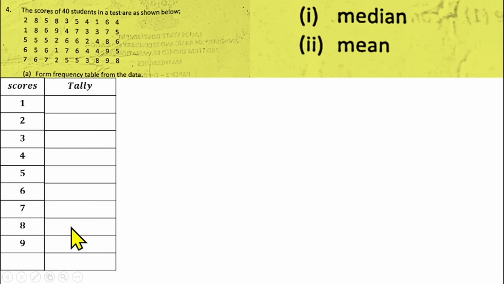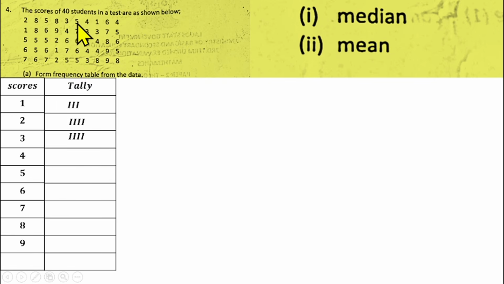So you draw your table and put tally there, and you go to 1. You count how many ones you have here, and you represent it with strokes. So we have 1, 2, 3. So we are going to be having 3 strokes here to represent 1. Then for 2 as well, we have 1, 2, 3, and we have 4. So we're going to be having 4 strokes for 2. Then for 3 as well, we count 1, 2, 3, then 4. We have 4 strokes for 3 as well.